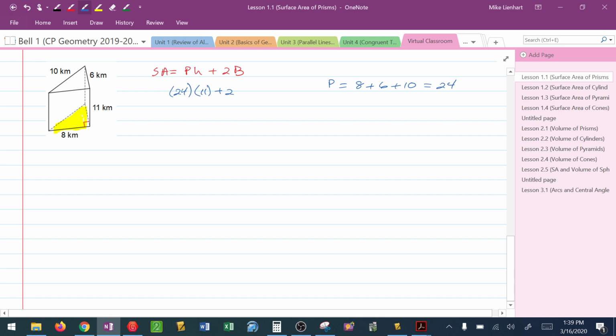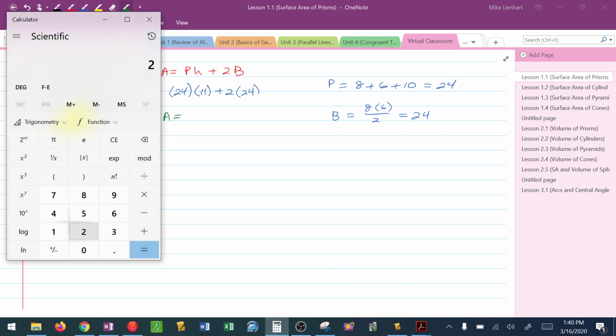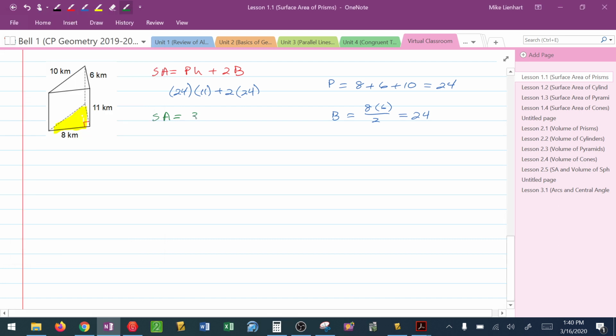And then I have to figure out big B. So big B is the area of this triangular base. I know that that's going to be base, 8, times height of that triangle, 6, divided by 2, which gives me 24. I plug that in. I go to my handy-dandy calculator. And I have 24 times 11 plus 2 times 24. And that gives me 312. And then label it kilometers squared.